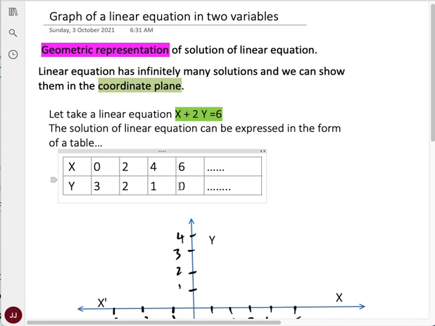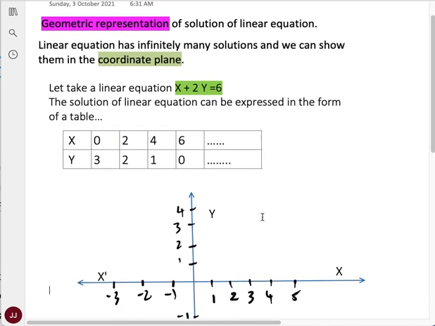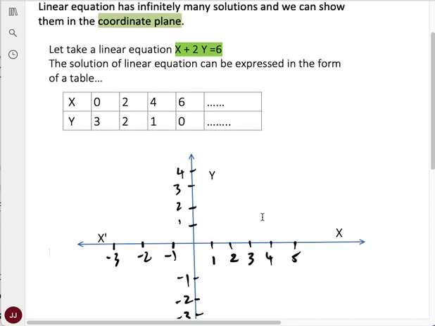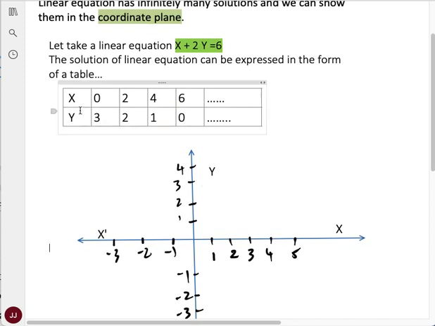So let's take a linear equation x plus 2y is equal to 6. Any linear equation has infinitely many solutions, and we can definitely show them in the coordinate plane. That is what we refer to as the graph. We have an equation, and we're going to plot the solutions in the graph. Before that, we will take the solutions and put them in a table form.